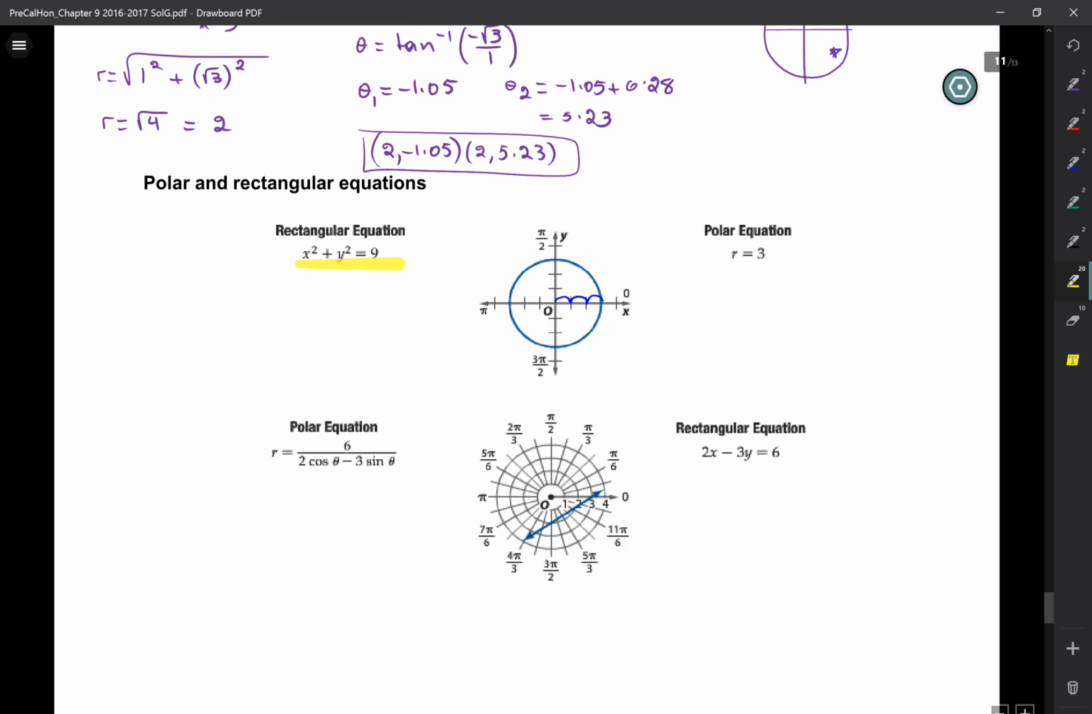We've talked about the fact that r equals 3 is the set of all points from the center that the radius is 3. And that's what spells out a circle. Okay?